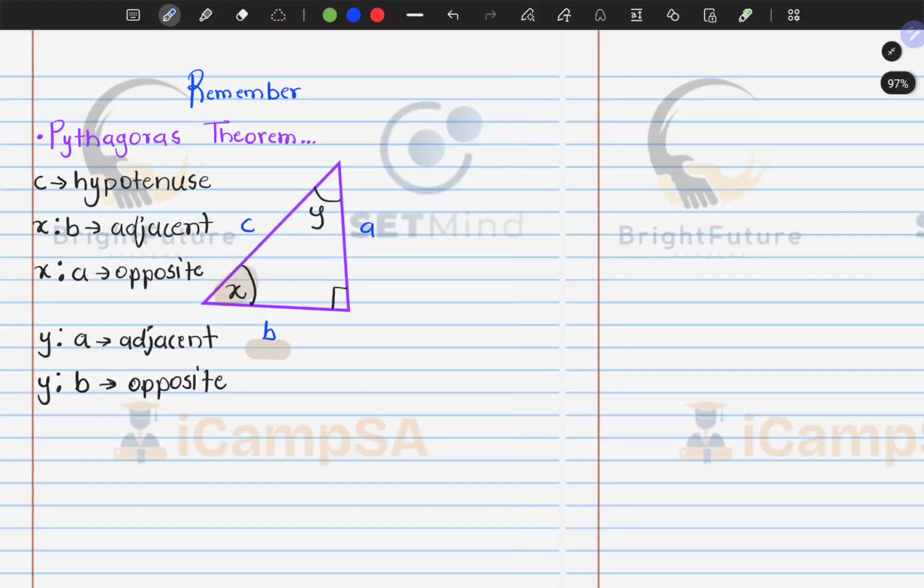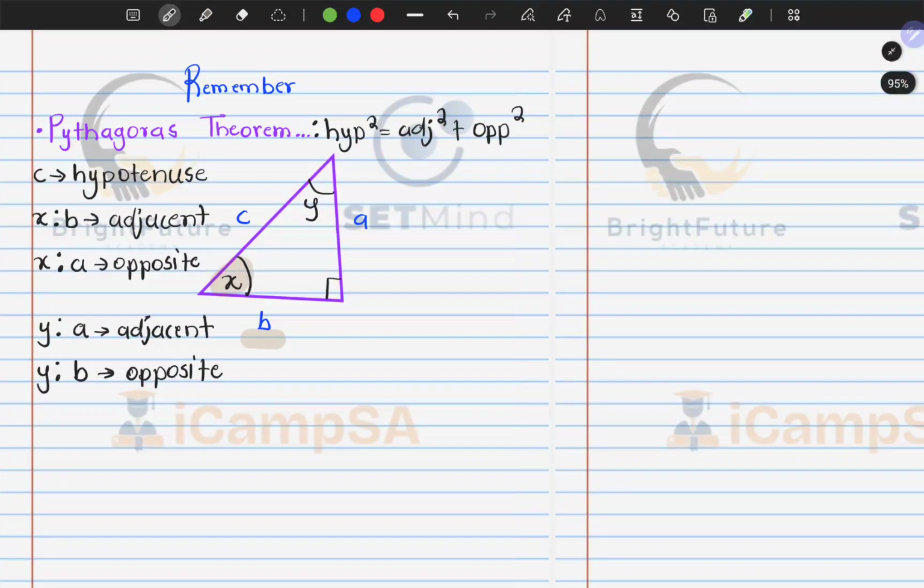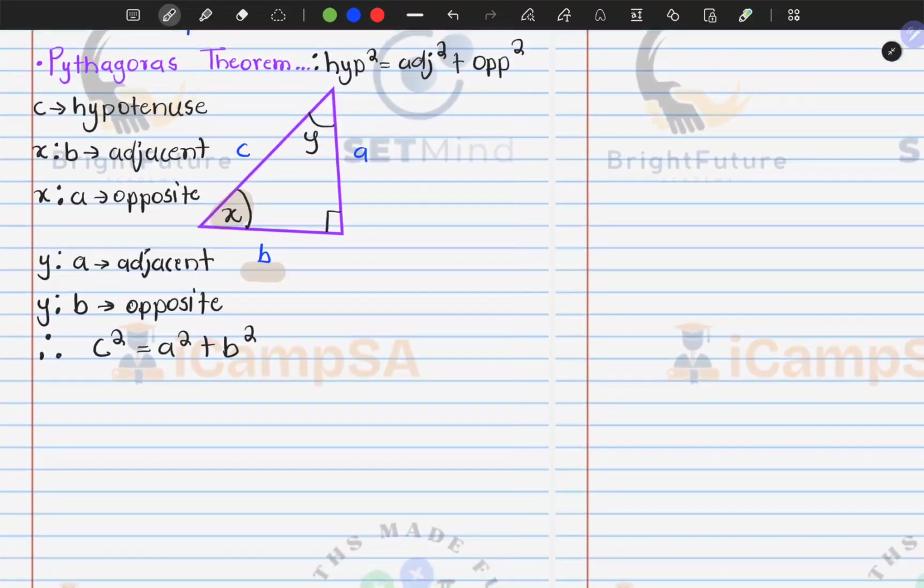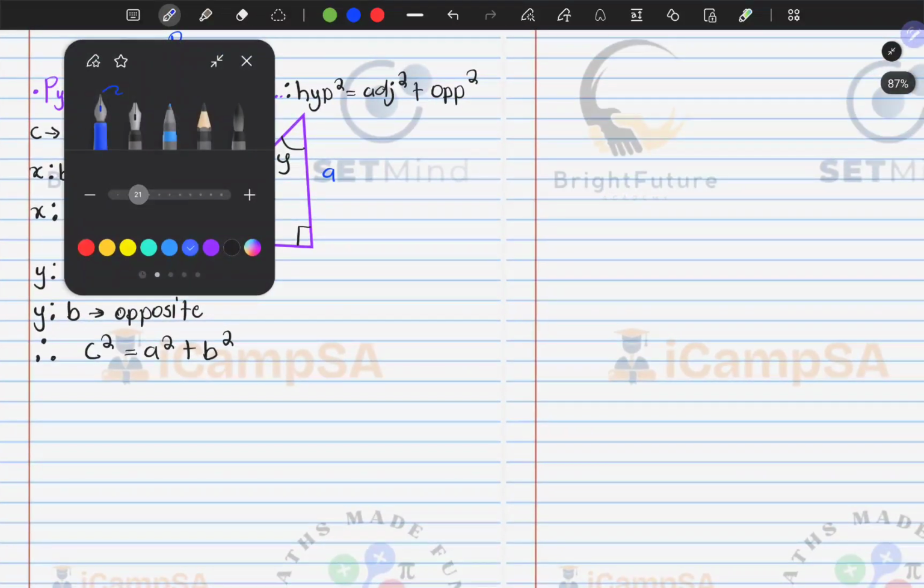And what Pythagoras says is that the hypotenuse squared will always be the adjacent side squared plus the opposite side squared. That is what the theorem states. So what does this mean? It means that our C² will always be given by A² plus B². Nothing deep. This is what Pythagoras says. But then let's have a look at some trig ratios now.